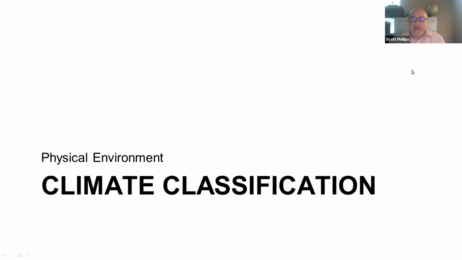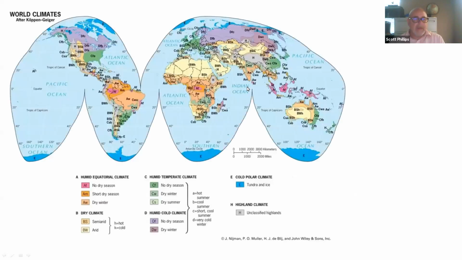Next, I want to talk about climate classification. How do we classify these different climates? So here's a figure from the book, but boy, it's really busy. There's a lot going on here, a lot of letters. We've got these big categories: A, B, C, D, and E. And then there's also one called Highland, and that's more complicated if you're in a mountainous environment.